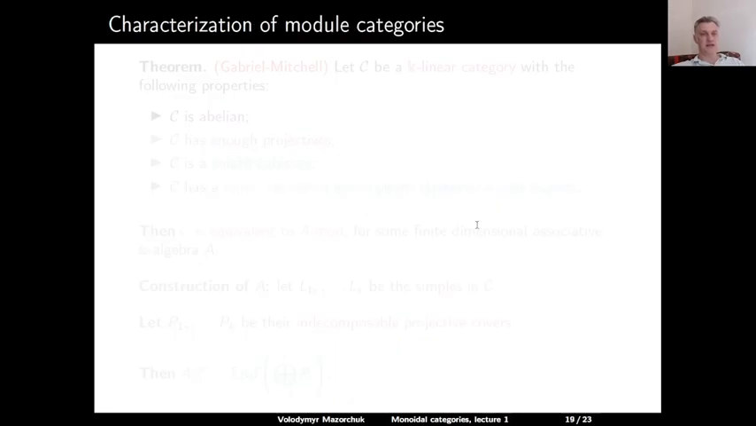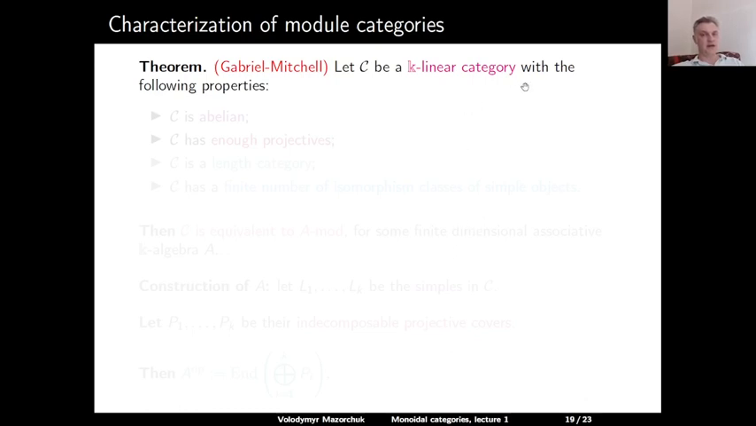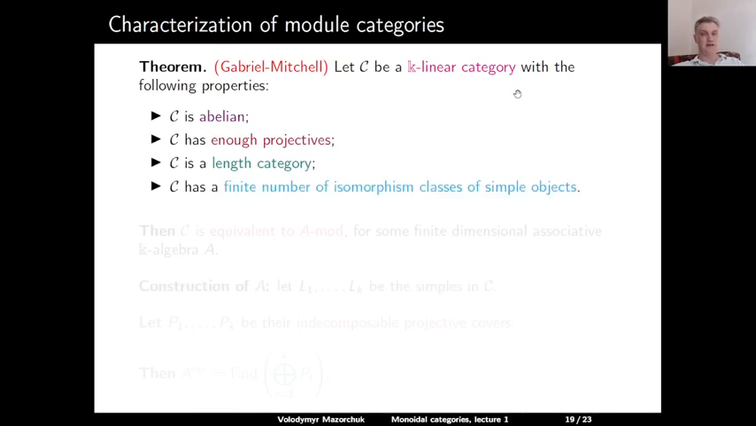So here is a characterization of module categories as length categories. Theorem, due to Gabriel and Mitchell: let C be a k-linear category with the following properties. C is abelian, it has enough projectives, it is a length category, and it has finitely many isomorphism classes of simple objects. Then C is equivalent to the category of all finite-dimensional modules over some finite-dimensional associative algebra.